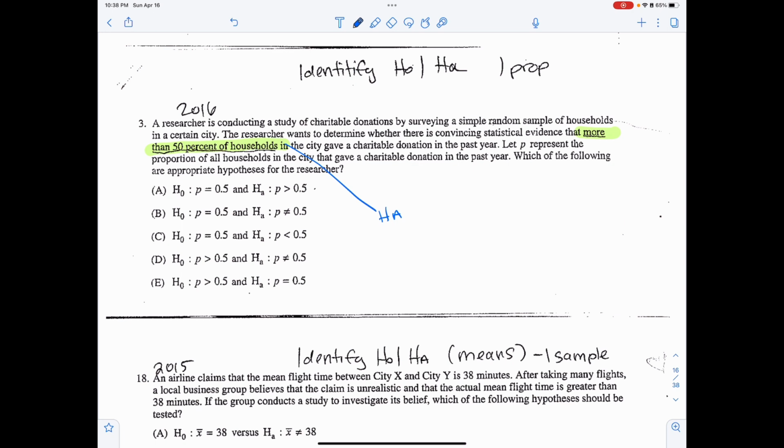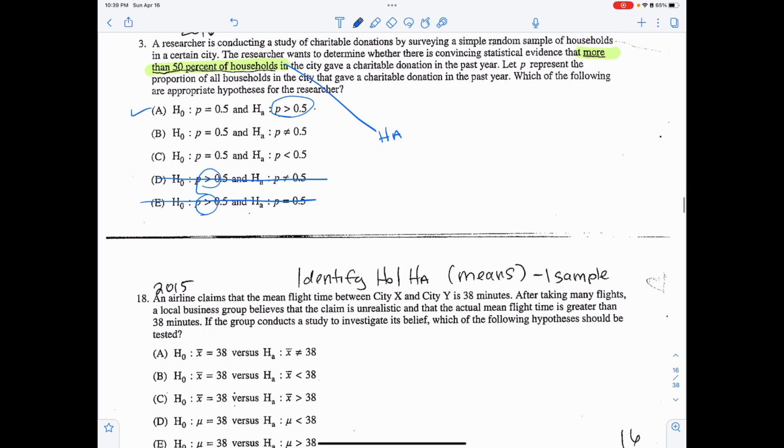Let's go through here, though, and of course, which two can I cross out immediately? I can cross out these because, remember, my Ho always has to be equal. And so I'm looking for an Ha that says more than 50%, so that's what I'm looking for right here. So A is the answer I'm looking for.